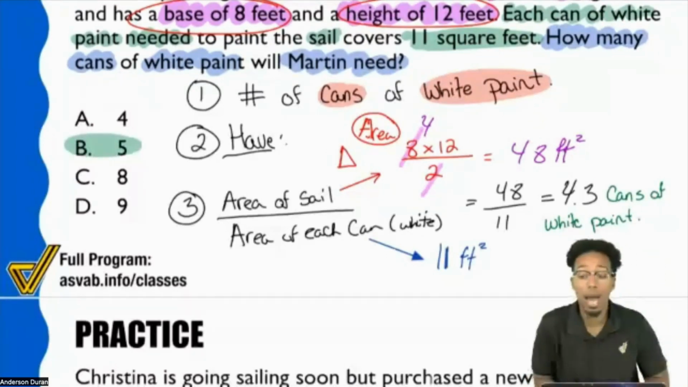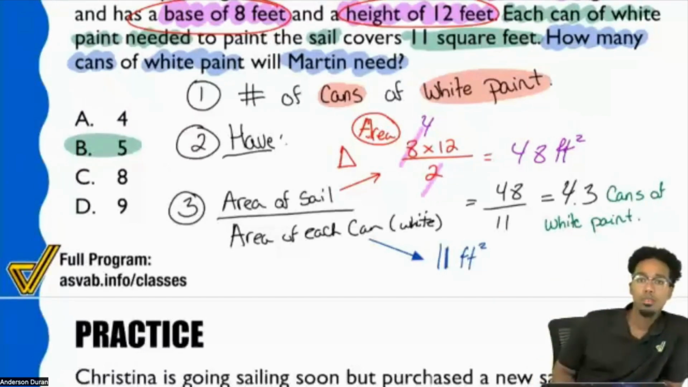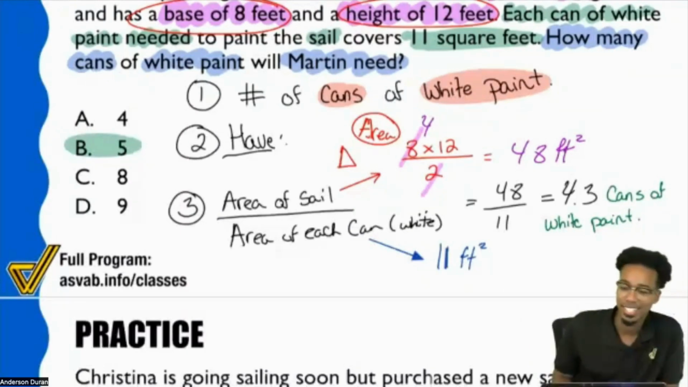That's why you round up in this case, because you need more than 4. You need 4.3, and you can't buy 0.3 cans of paint. That doesn't work. That's not the reality we live in. Hopefully, if life is a cartoon, maybe that can happen one day, but not today.